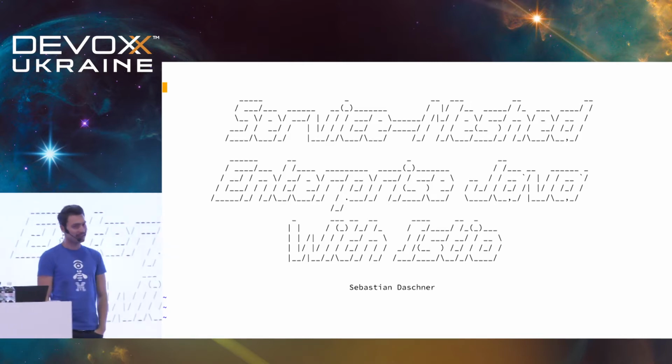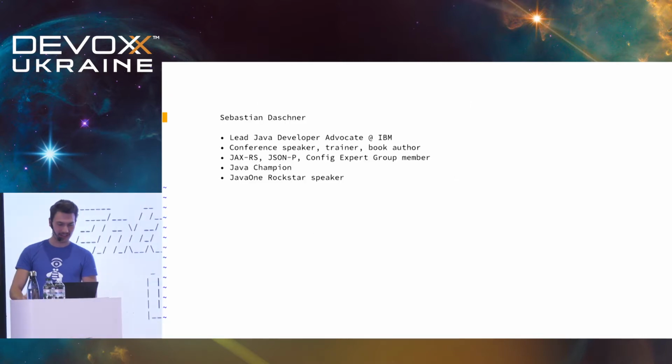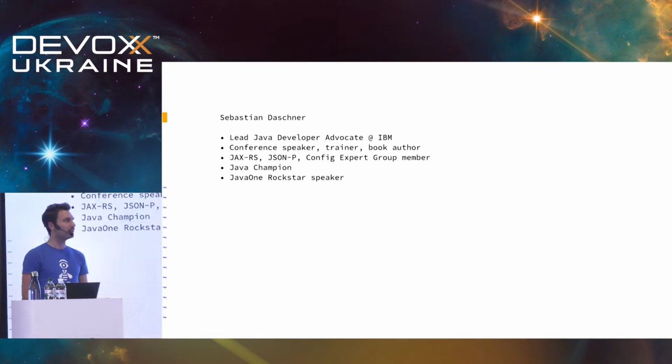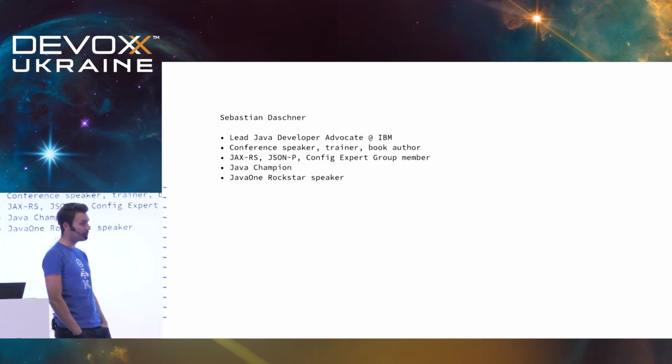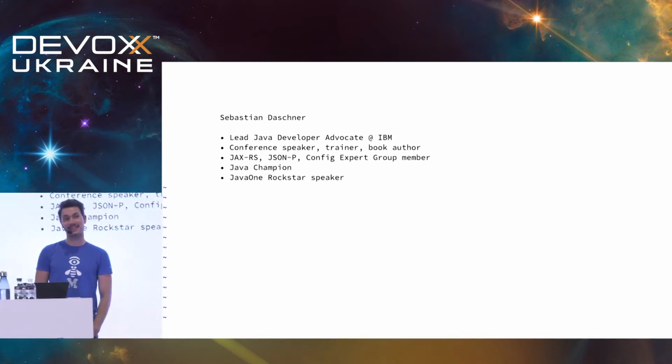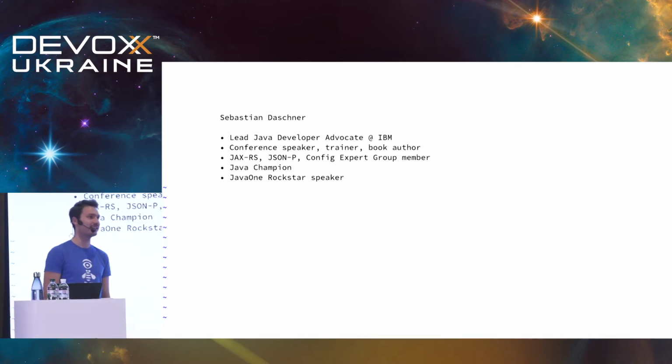So, my name is Sebastian Daschner, born and raised in Munich, Germany. And now for a little bit more than 3 weeks, I work for this company called IBM, and I do a lot of stuff on Java and enterprise in general. And today I'm here to tell you why you should be enthusiastic about service meshes and about that technology.